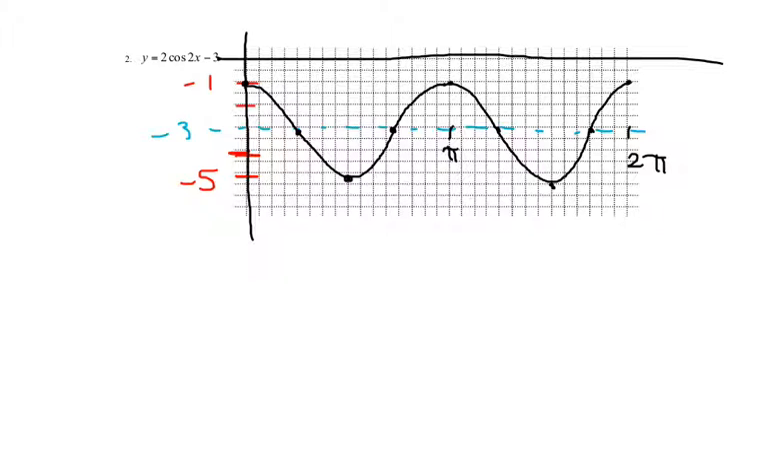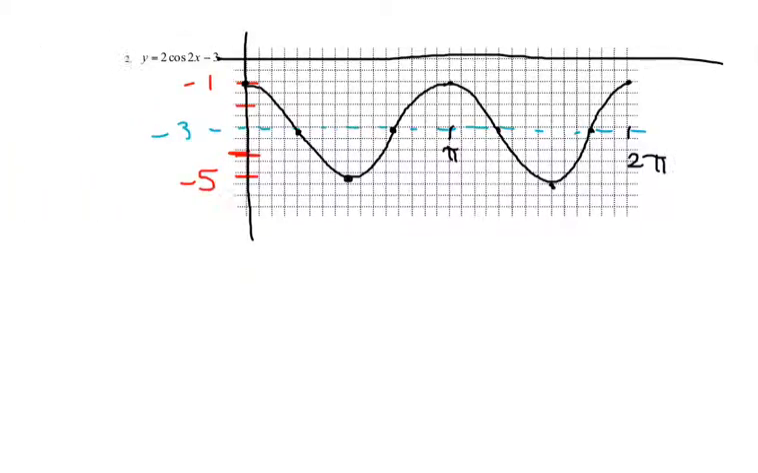So wait to label your x-axis until after you've drawn your graph and thought about your period. So we've got a period of pi. You can also think about the 2 as telling you how many cycles you have in a total of 2 pi. So we have 2 full cycles in 2 pi. Okay, so let's actually go back to the chart.